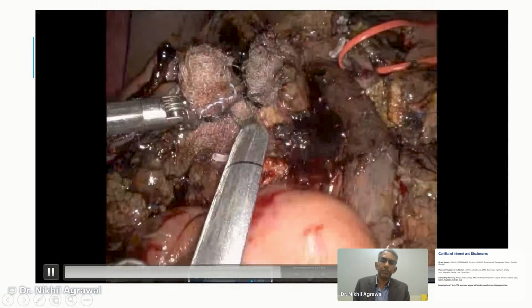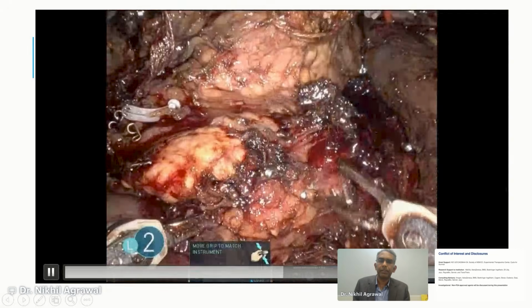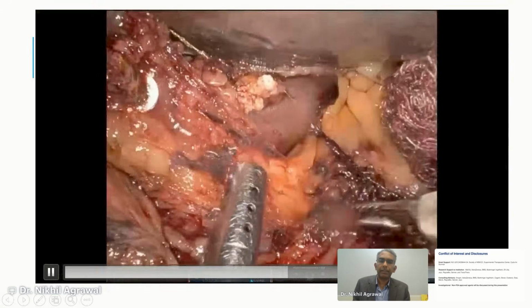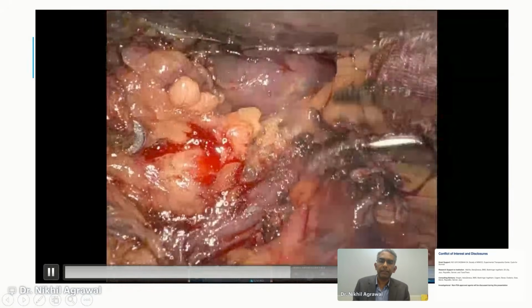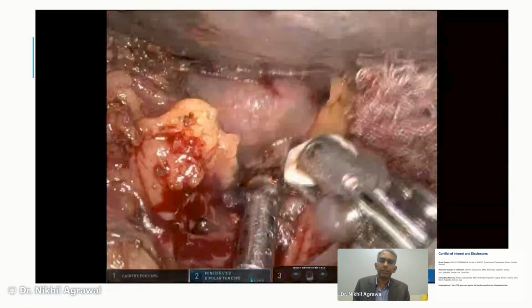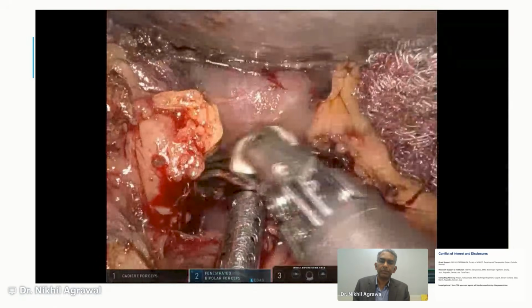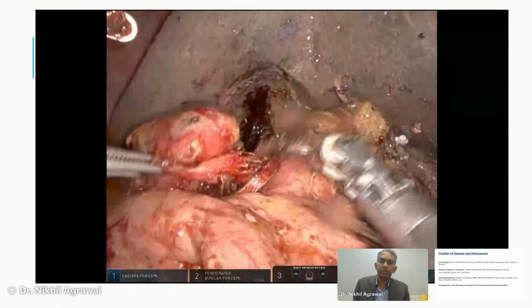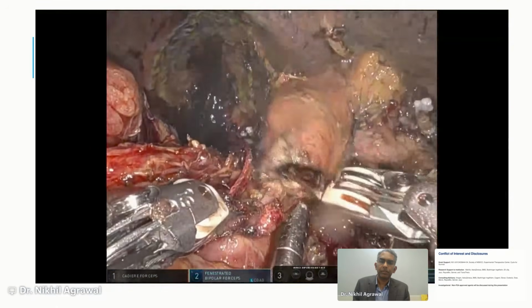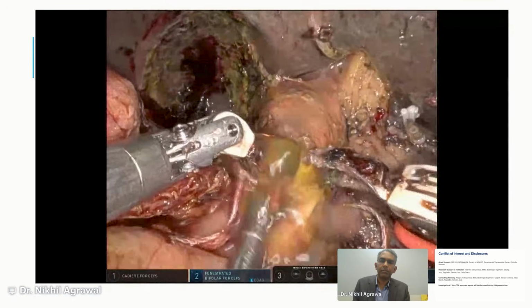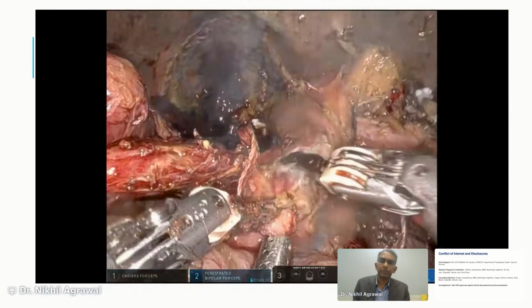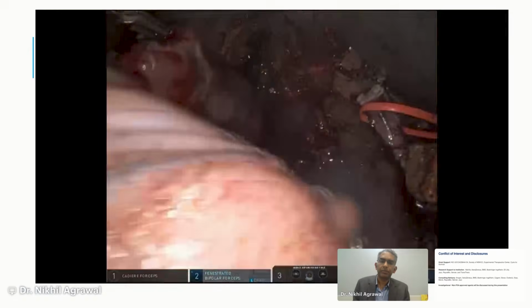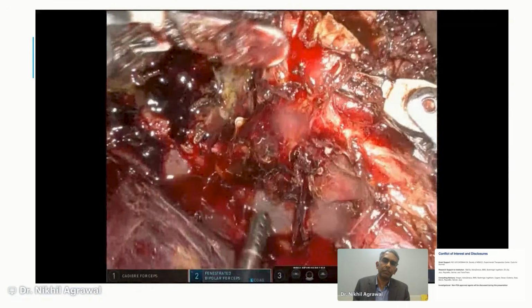And then the jejunum is brought to the right side. And then after that, once the jejunum is brought to the right side, the pancreatic head is dissected completely off the SMA. And then we have to divide the bile duct. So that completes the resection part of the procedure.